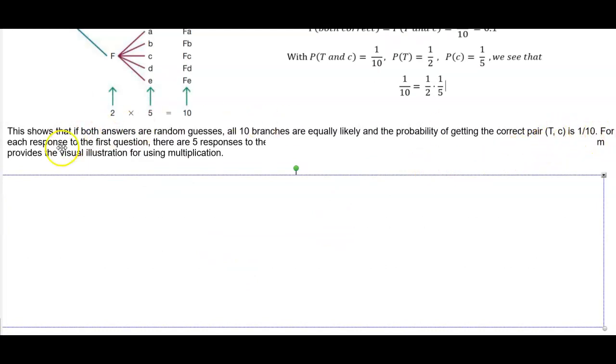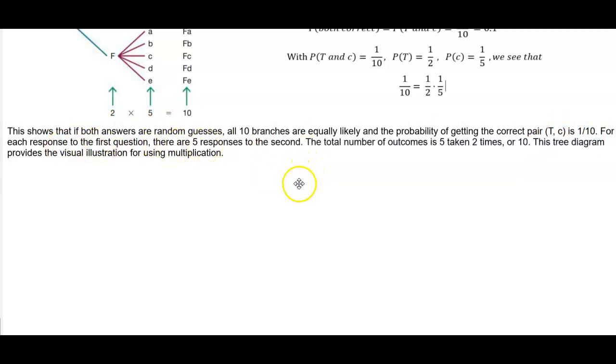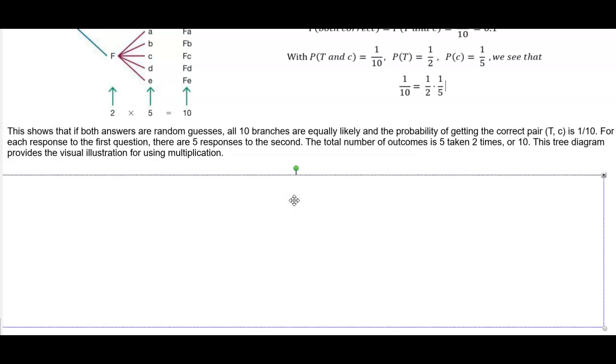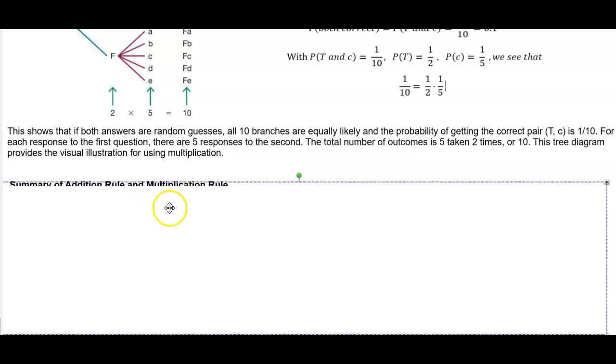Now for each response to the first question, there are 5 responses to the second. The total number of outcomes is 5 taken 2 times, or 10. And so this tree diagram provides the visual illustration for using multiplication.